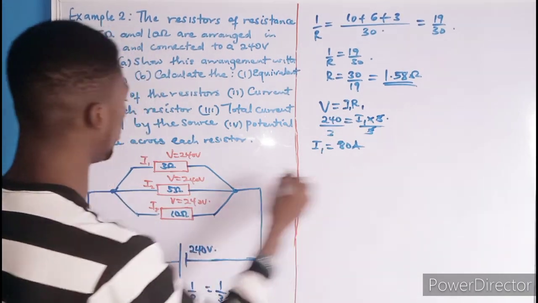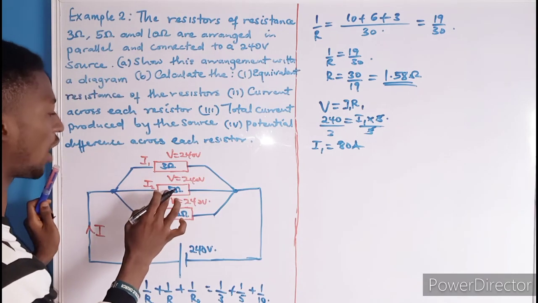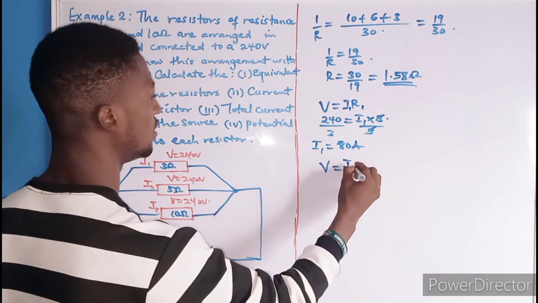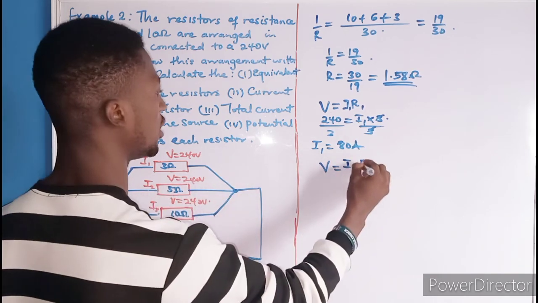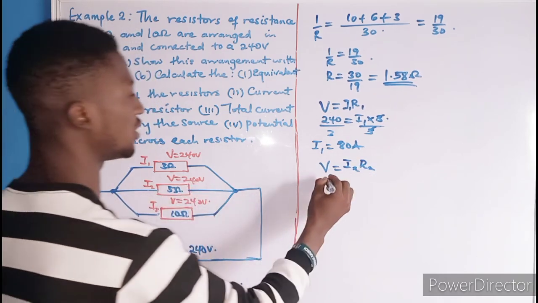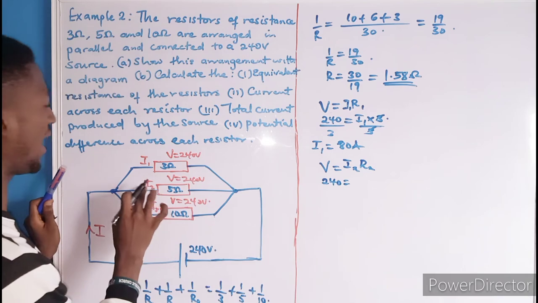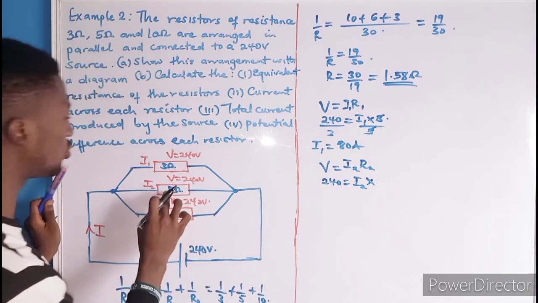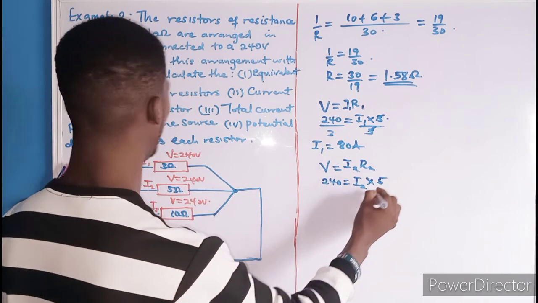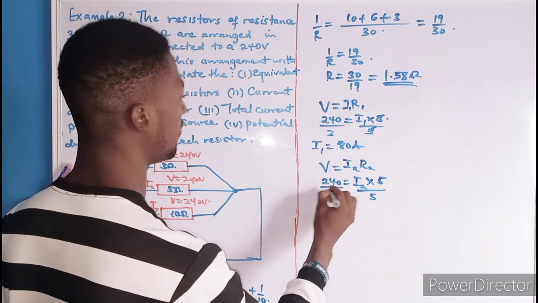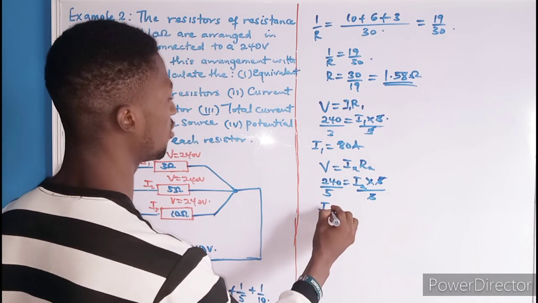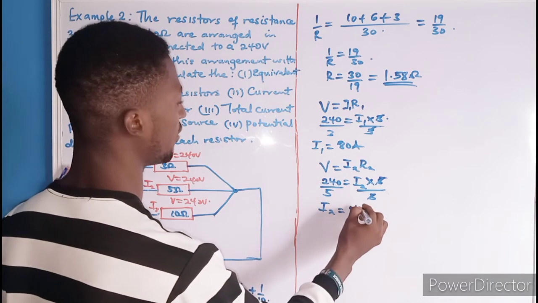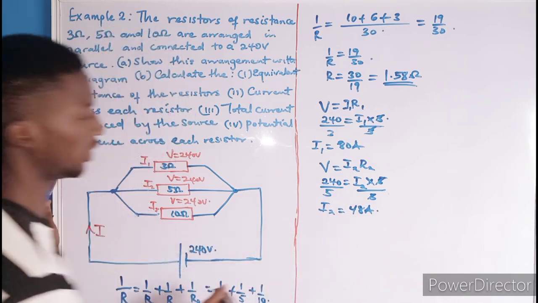Okay, let's take the other one. For this next one, we also have our V, we have our R, and we have our I. So I'll say my V is equal to I2 instead, and I'll have my R2 here. What is my V? V is also 240 here. So 240 is equal to my I2, which is unknown, that's what I'm looking for, times your R2, which is 5. So divide by 5, divide by 5. This will cancel this, then the current across the second resistor is 5 in 20 is 4, and 5 in 40 is 8. So we have 48 ampere here.